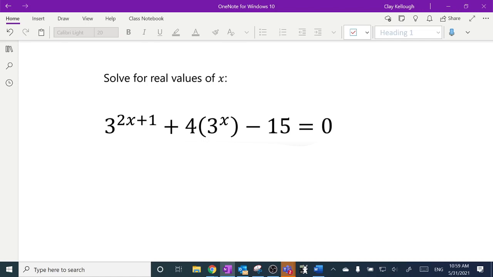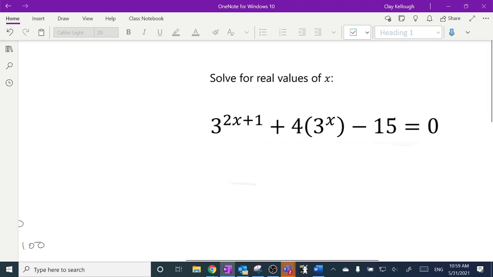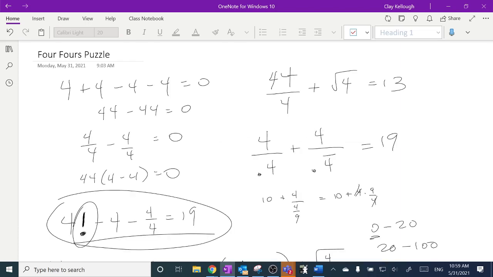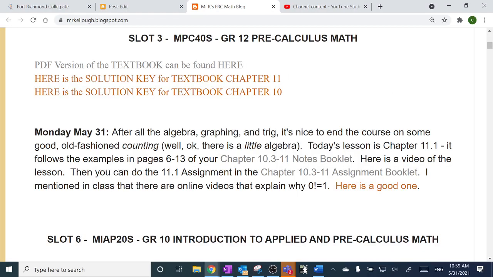Okay, so there we go. The whole point of me revisiting the 4x4 puzzle was to introduce you to my friend right here, the factorial. As I said in the blog, let me go to the blog. Chapter 11 is about counting. After all the crazy math we've done this year and all the fancy graphing and algebra and weird trigonometry, we're going to end with counting. Isn't that a nice way to end the year?